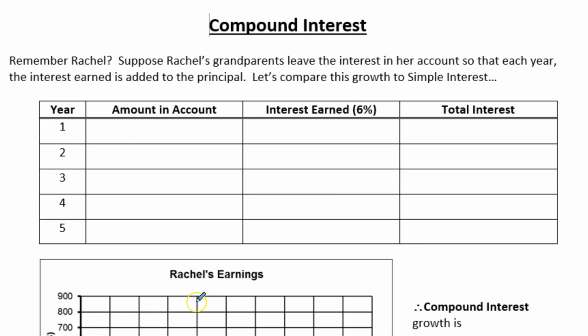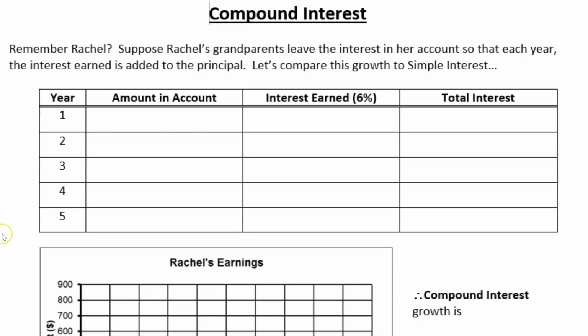Okay, so the first scenario is the same one as yesterday, so we have Rachel again. But suppose this time that Rachel's grandparents leave the interest in the account so that each year the interest earned is added to the principal. I'm going to explain what that means, and then we're going to compare it to simple interest. So she started out with $1,000, if you remember.